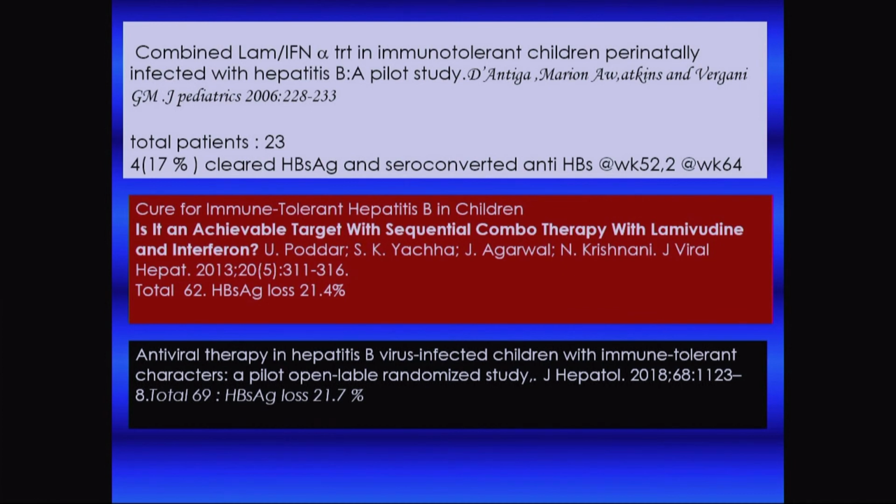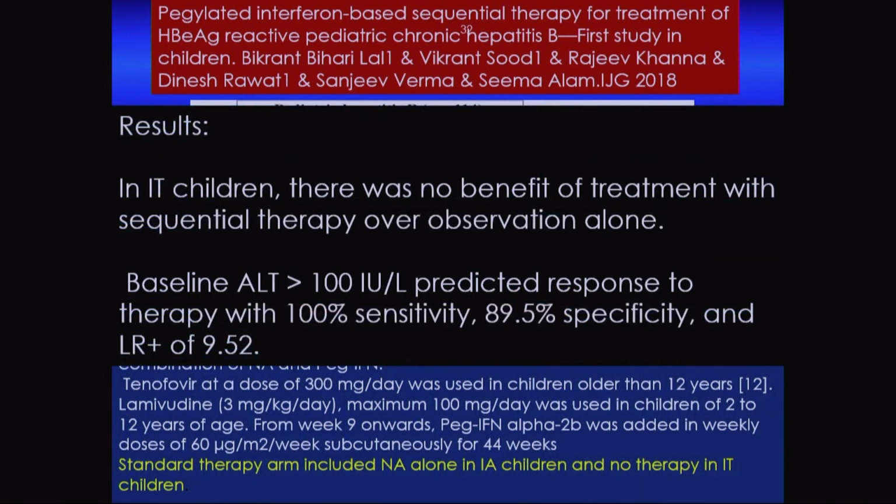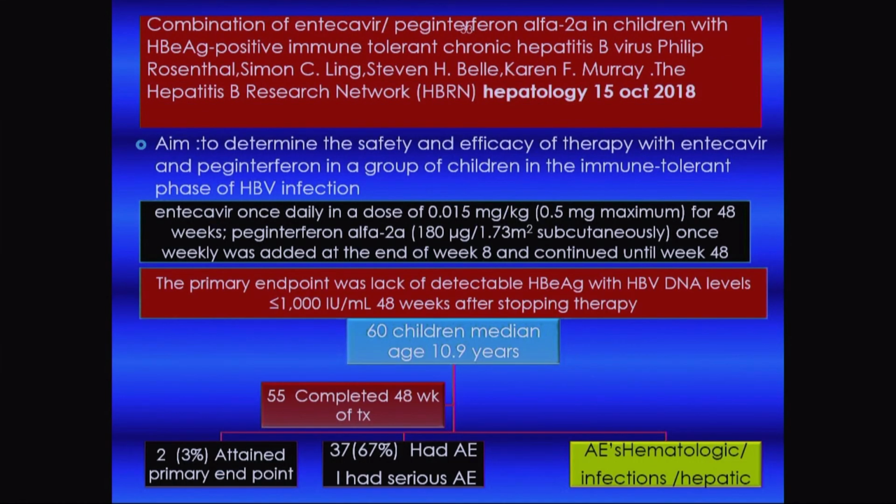We had an early study by Vajro's group, a good study by Dr. Yachha and Dr. Poddar, and this Chinese study. But the two studies I recently showed you: Dr. Alam's study showed that when she compared the active hepatitis and the immune tolerant, there was no benefit of treatment with sequential therapy over observation alone in the immune tolerant. She showed this very clearly because she compared those with high ALT and those with normal ALT.